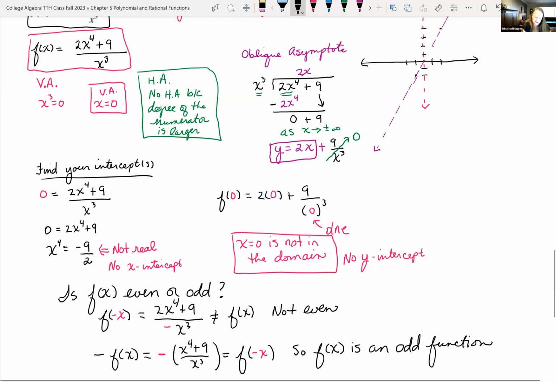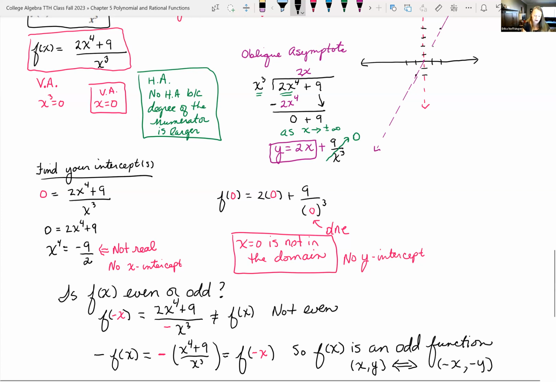So odd functions, recall, were functions that were symmetrical across the origin. And another thing we knew about odd functions, if x, y was a point on our graph, then we had another point on our graph, which was negative x, negative y.